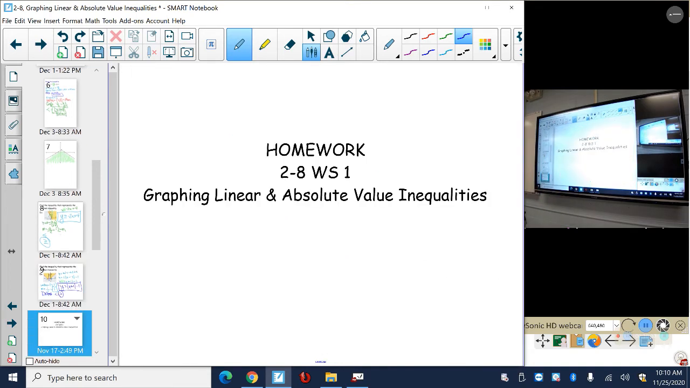Tonight's homework is 2.8, worksheet 1, graphing linear and absolute value inequalities.